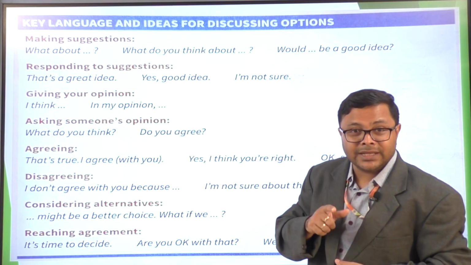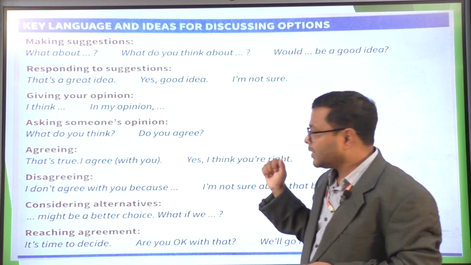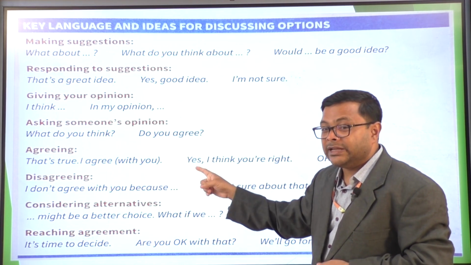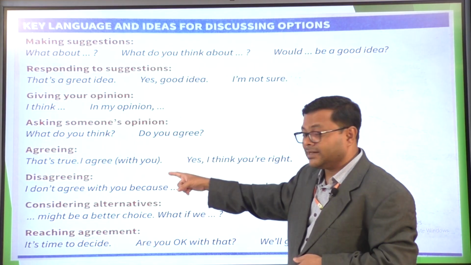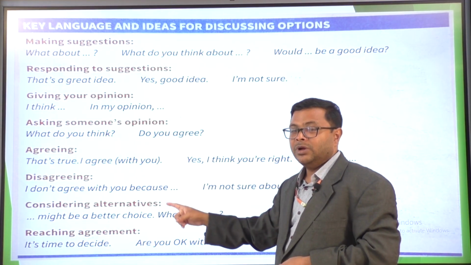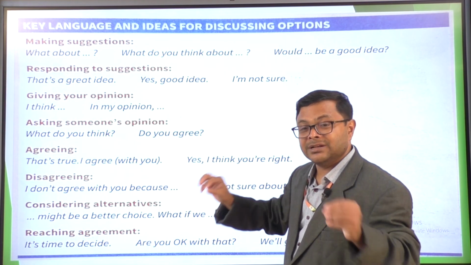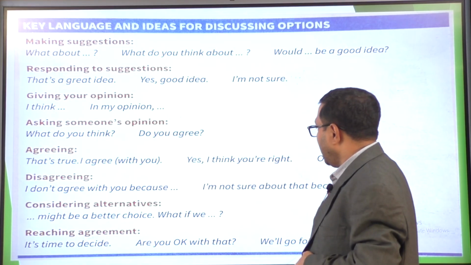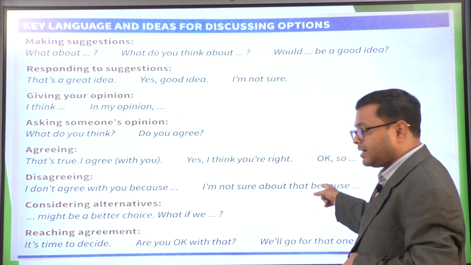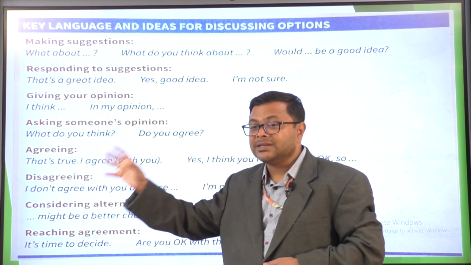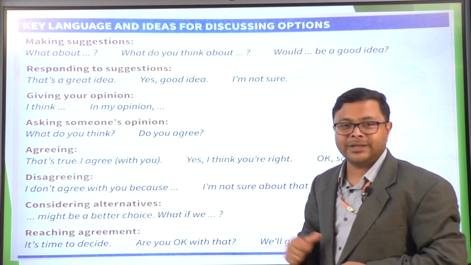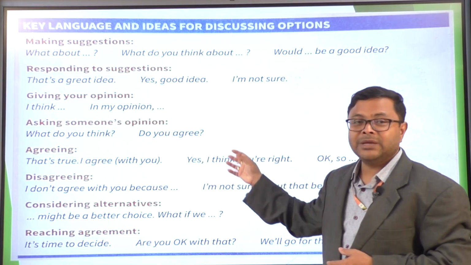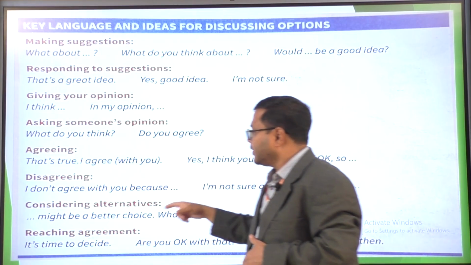If you do not agree with the person, what will you say? You have to say, I do not agree with you. If you are saying it directly, you must give a reason, because of this and this. I am not sure about that because this is the reason. So when you are disagreeing, you have to always give a reason.